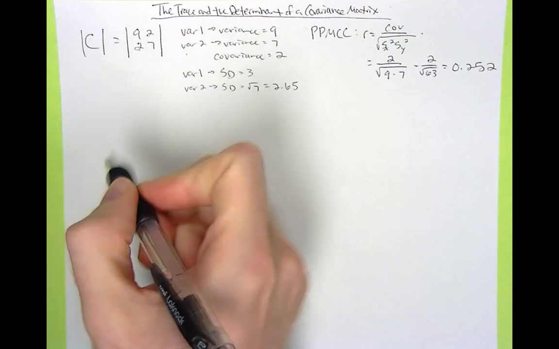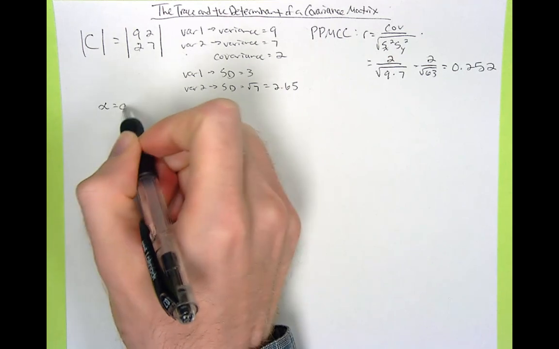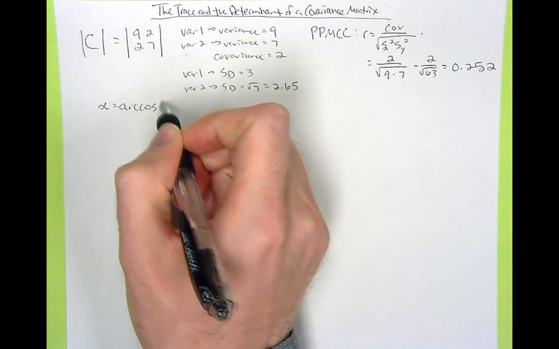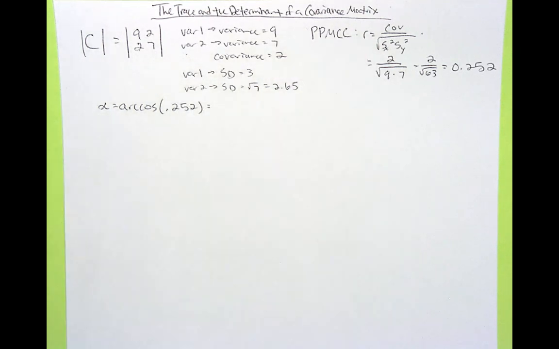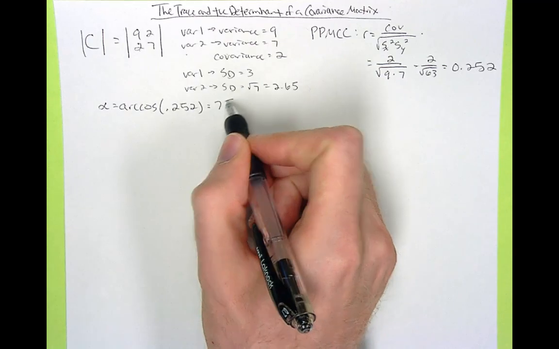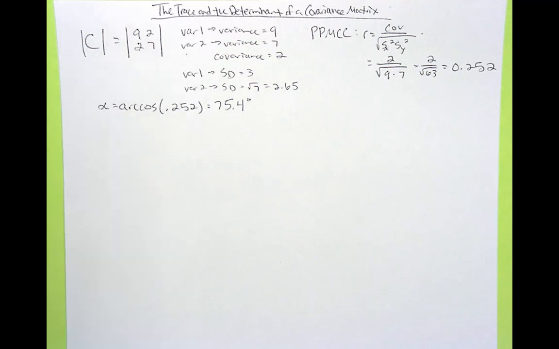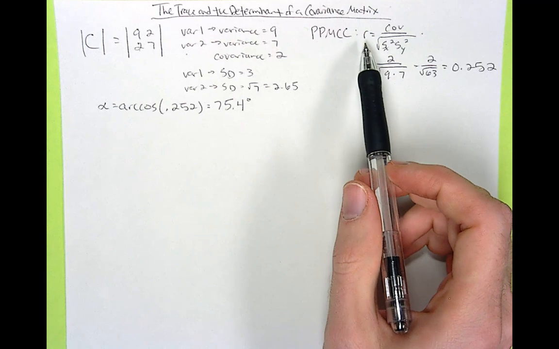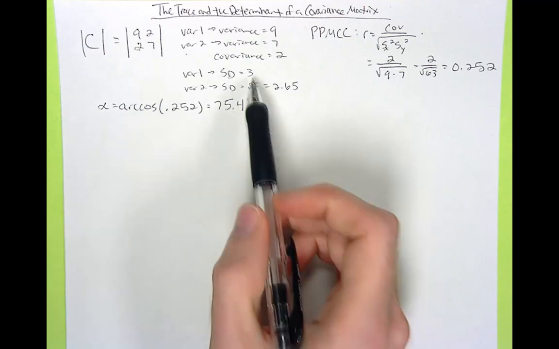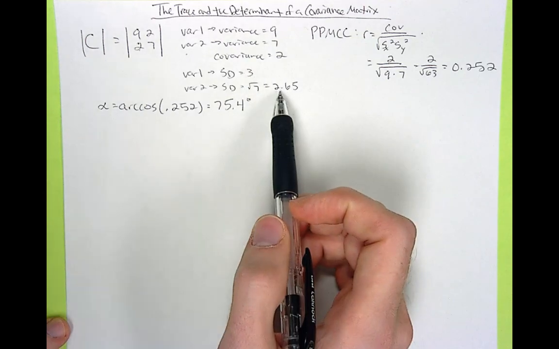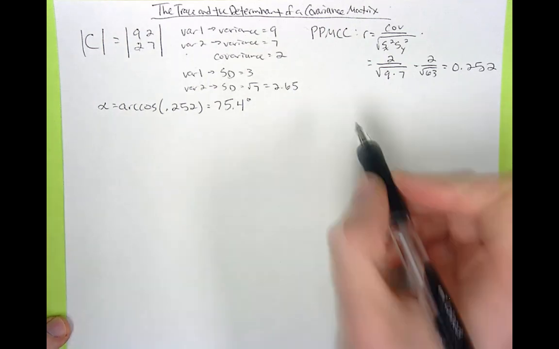So we can say that the angle is equal to arc cosine 0.252, which if I do correctly in my head is about 75.4 degrees or so. So once again, the correlation coefficient is the cosine of the angle between these two vectors, the vectors being length of 3 and 2.65.